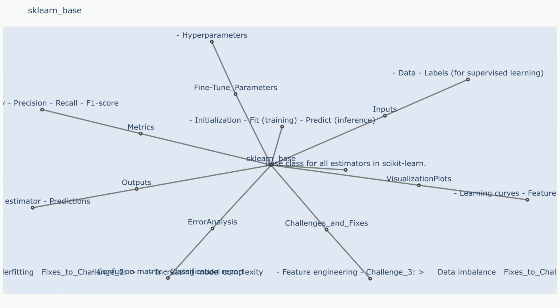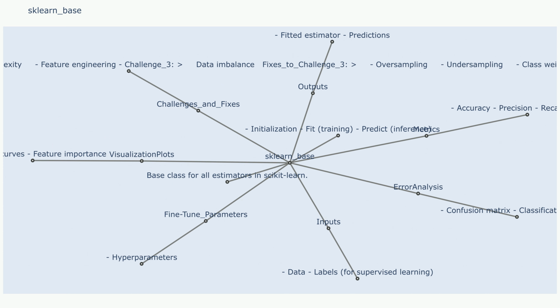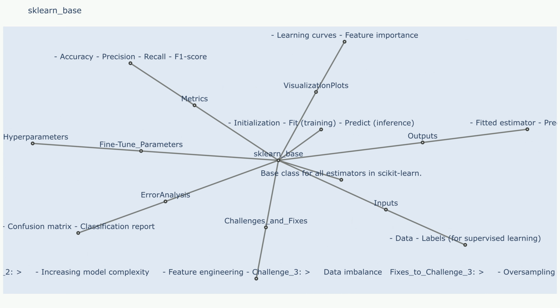Uncertainty methods. Uncertainty method 1. Explain in detail. Uncertainty method 2. Explain in detail. Challenges and fixes. Challenge 1. Explain in detail. Sample use case that resulted in challenge 1. Fixes to challenge 1. Challenge 2. Explain in detail. Sample use case that resulted in challenge 2. Fixes to challenge 2.